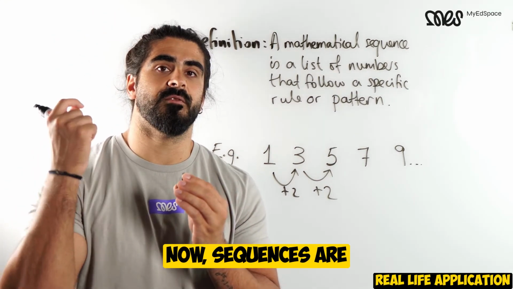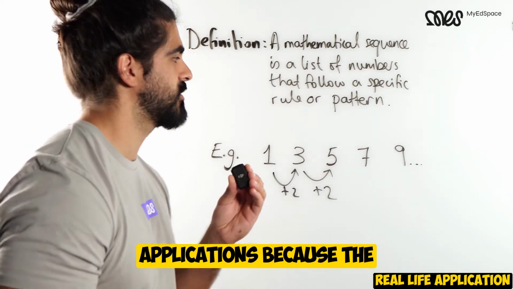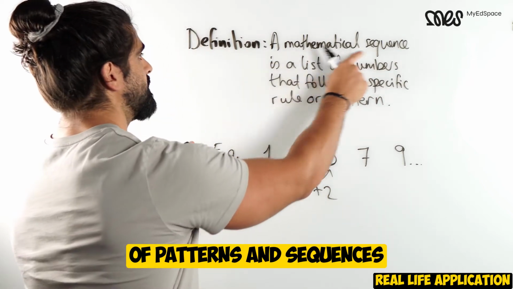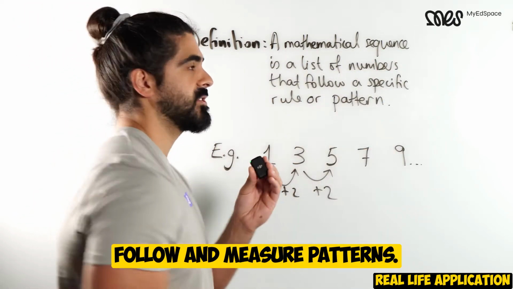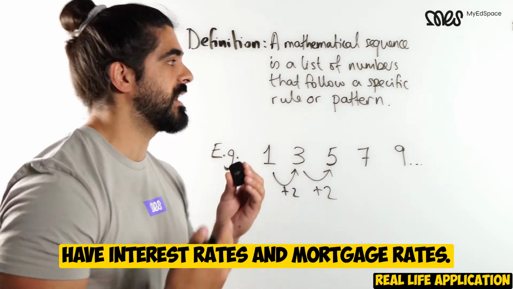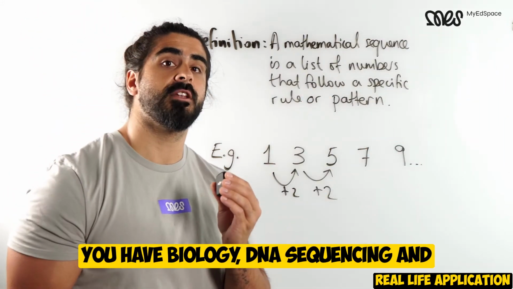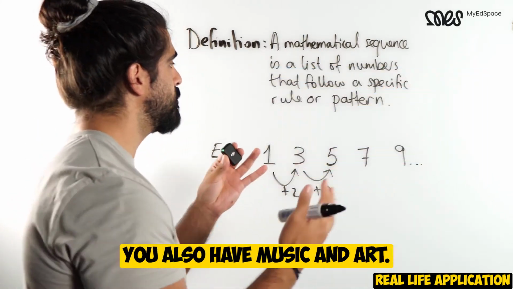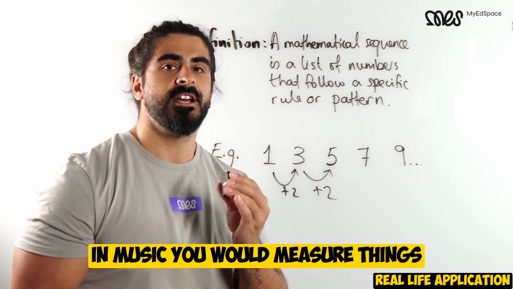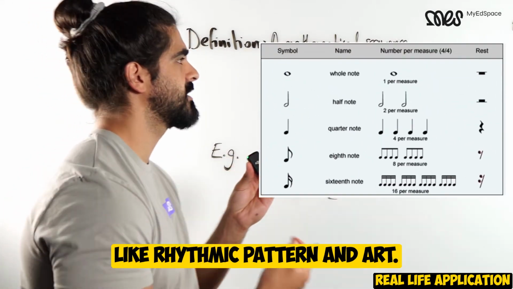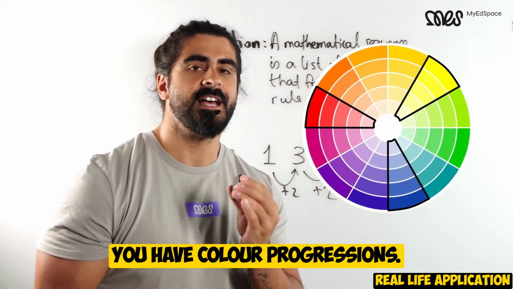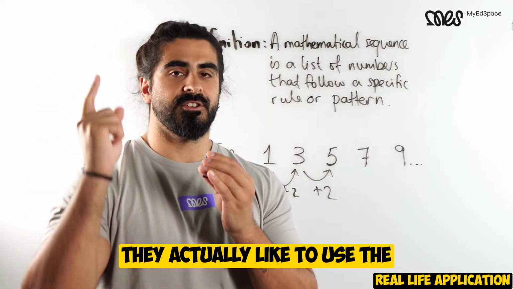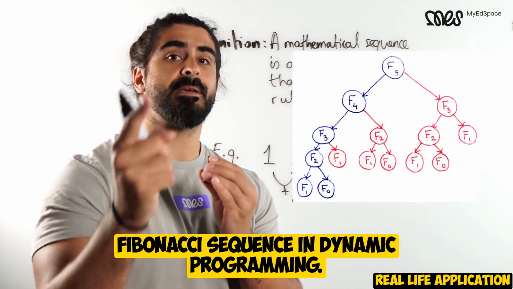Now, sequences are very important for real-life applications because the world around us is full of patterns, and sequences follow and measure patterns. So, for example, in finance, we have interest rates and mortgage rates. You have biology, DNA sequencing, and measuring the spread of diseases. You also have music and art. In music, you would measure things like rhythmic patterns, and in art, you have color progressions. And finally, just an example for you is computer programming. They actually like to use the Fibonacci sequence in dynamic programming.